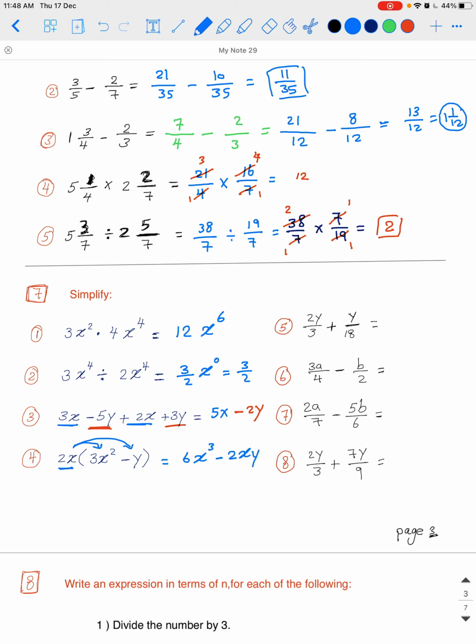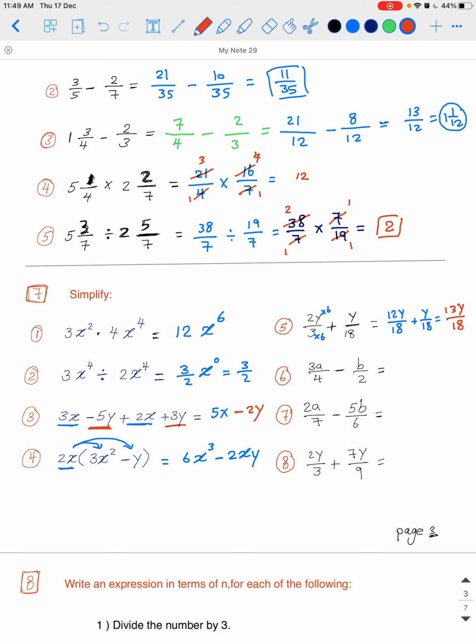Next one here, 2y over 3 plus y over 18. So I need to make this 18. So I will multiply it by 6 and multiply up also by 6. So it will be 12y over 18 plus y over 18. That means it will be, yes, 13y over 18.